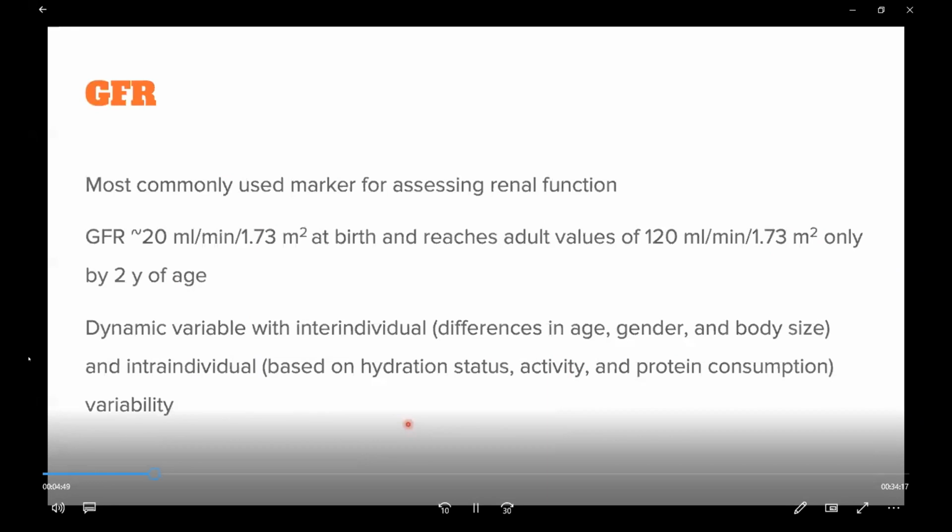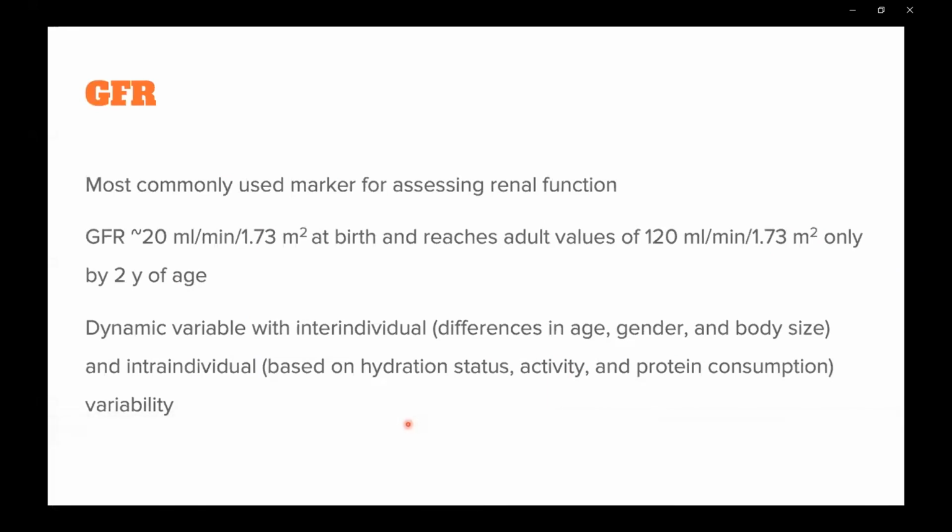So glomerular filtration rate, or the GFR, is the most commonly used marker for assessing the renal function. So GFR is very variable throughout the entire age group. It is about 20 mL per 1.7 square meter per minute at birth, and steadily reaches the adult value of about 120 mL by about 2 years of age.